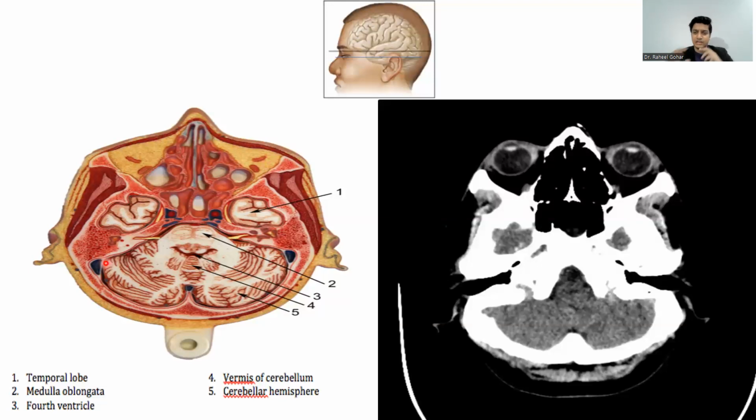So this is the temporal lobe, and as we go posteriorly, we have the medulla oblongata and the cerebellum, because the lower part of the brainstem is the medulla oblongata, then pons, then the midbrain. So this is the medulla oblongata, and this one here is the cerebellum. Again you can see here, these are the eyes. This is the section here which is shown in the CT scan brain plane.